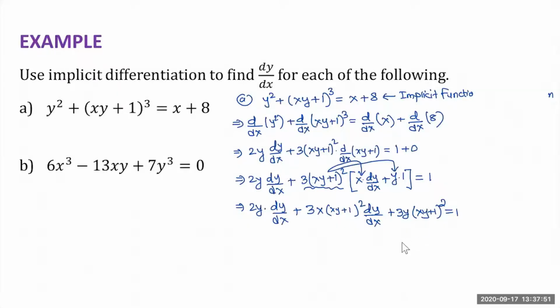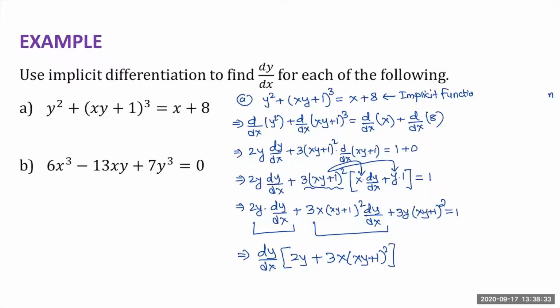In next step, from these two terms, the first term and the second term, I am going to factor out dy over dx. So let's factor out dy over dx. If I factor out dy over dx, from the first, 2y is remaining. And then from the second, when I factor this out, I'm left with 3x multiplied to xy plus 1 squared. 3x, let me write it correctly, 3x multiplied to xy plus 1 squared.